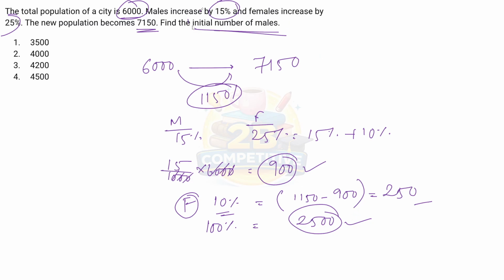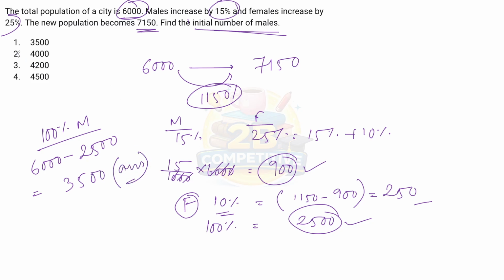We have to get the value of initial number of male. So we have 100% of male what? 100% of male then will be 6,000 minus 2500. So that will be 3500. That is the answer. Easy, right? Easy and easy trick. And the calculation is also easy. So make sure you do this type of questions with this method, okay? Because other basic method will take a long time. Next one.